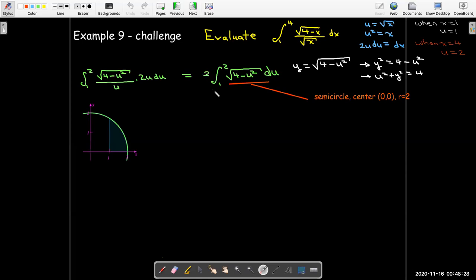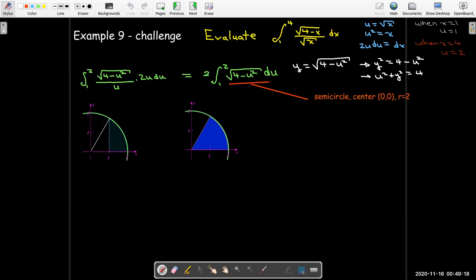And so let's ignore the factor of 2. We'll come back to that. But if we just look at the integral from 1 to 2 of radical 4 minus u squared du, that's what this area is. So how can I calculate that area? It doesn't look like there's any simple formula that we can use. And there isn't a simple formula, but if we look at it the right way, it's certainly something that we can get a handle on.